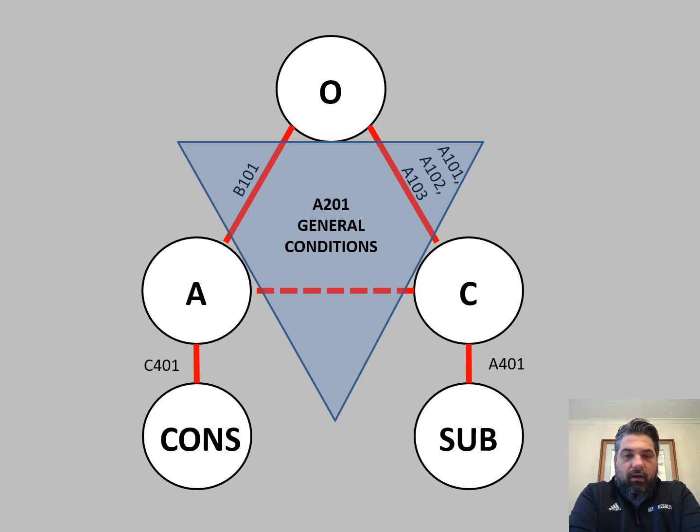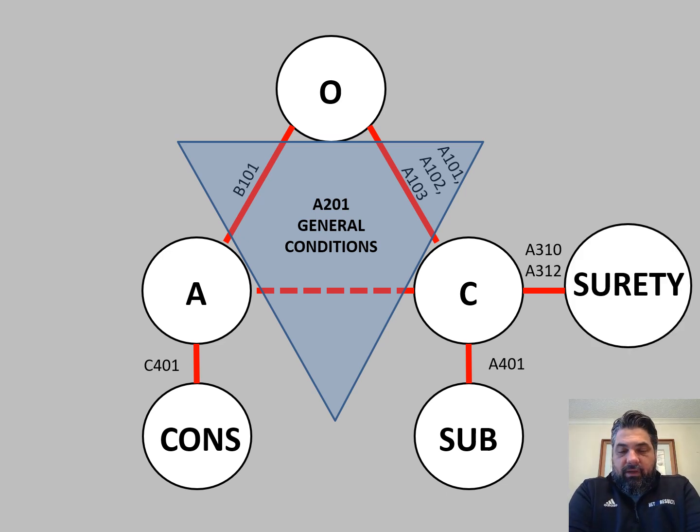And so what the architect does is when they're preparing their project manual, in the front end of the project manual before the specifications, they will include the general conditions and the supplementary general conditions. That way the contractor knows the general conditions of the contract that they need to include in their bid.